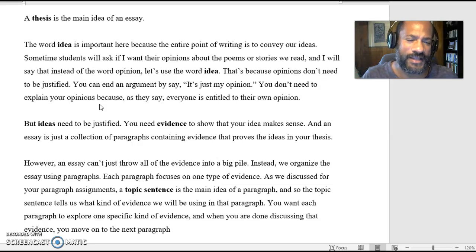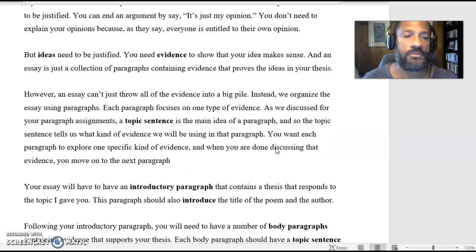So all an essay is, is a way to provide evidence for your idea, right? That's all an essay is. You have an idea, and then you're going to provide some evidence that is going to be able to back that up. So I say here, ideas need to be justified. You need evidence to show that your ideas make sense, and an essay is just a collection of paragraphs containing evidence that proves the ideas in your thesis, all right?